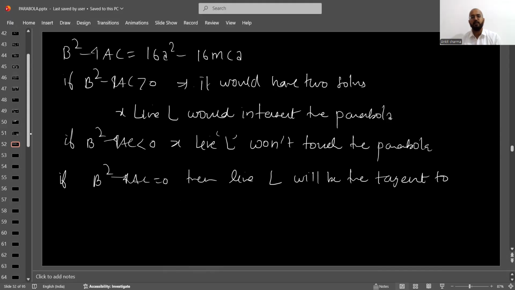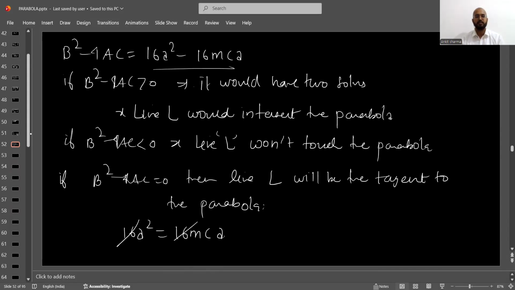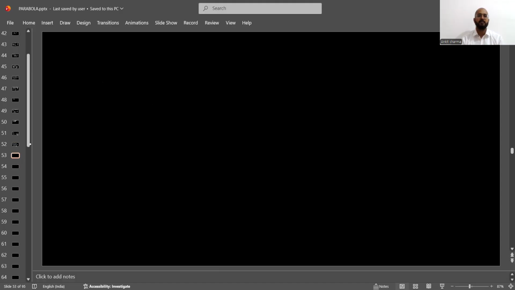Line L will be the tangent to the parabola. Now let's see. So b square minus 4ac is this guy. That means I have to solve for 16a square is equal to 16mca. So of course I can cancel 16, 16, and since a is non-zero, this also gets cancelled. That means I get c is equal to a over m. This is the required condition of tangency.